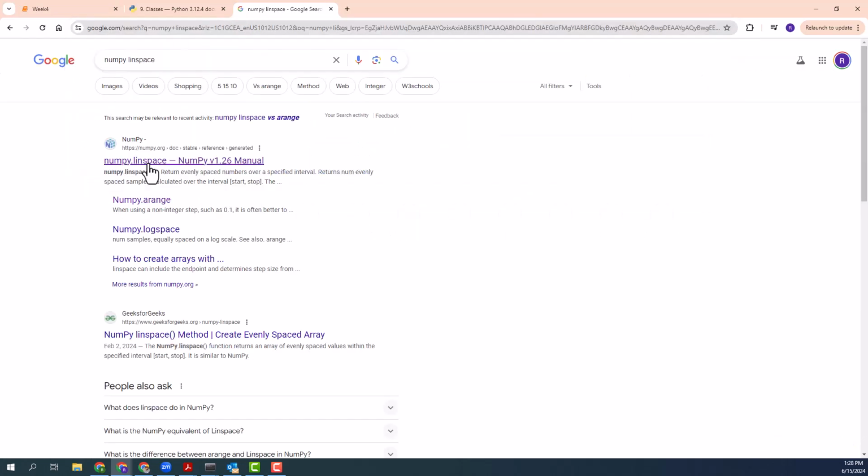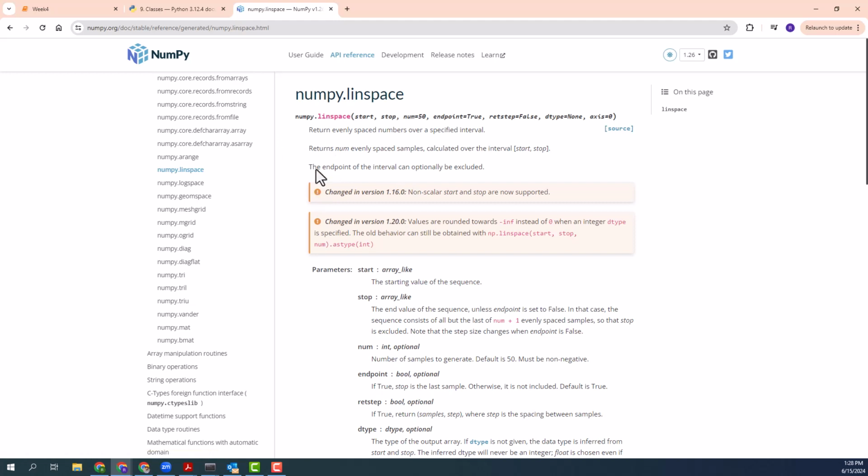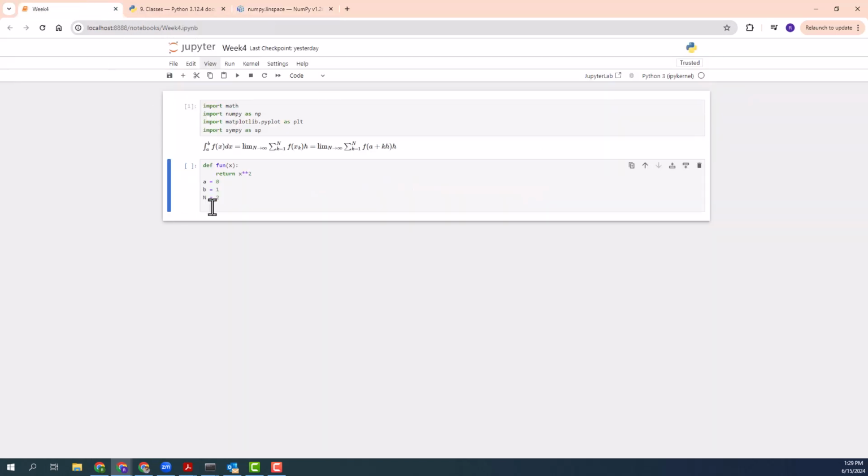We're going to use linspace. So linspace is like arange in that it gives us a NumPy array. Only here we give it a starting value, which for us would be a. We give it a stopping value, which for us would be equal to b, and we give it a number of subintervals, or a number of intervals, which in this case would be n.